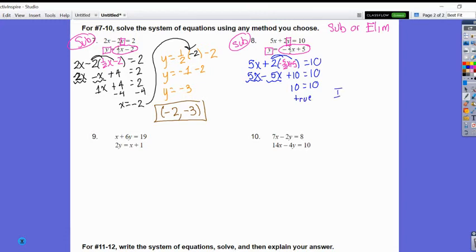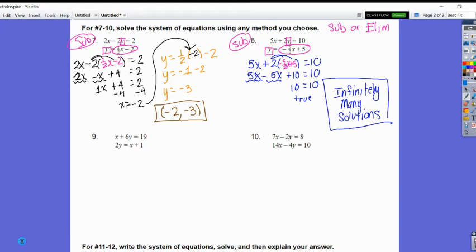Anytime you have that true statement here, this is where we're getting those infinitely many solutions, or infinite solutions if you prefer that phrasing. But this would be, on a graph, if you're picturing it, we're talking about overlapping lines, coinciding lines.